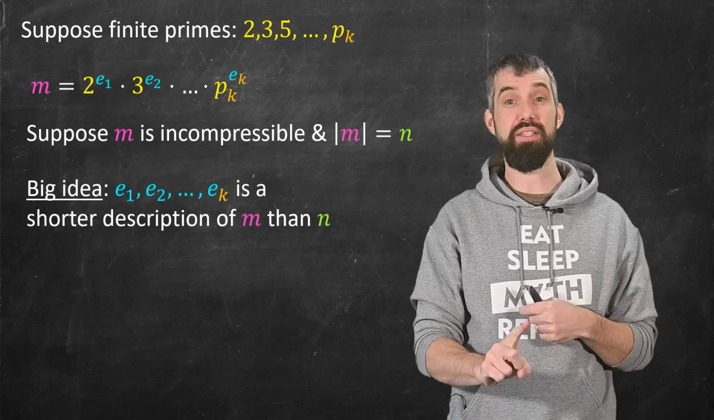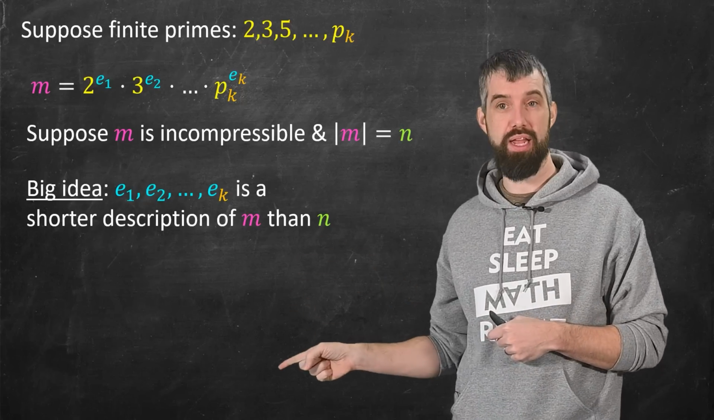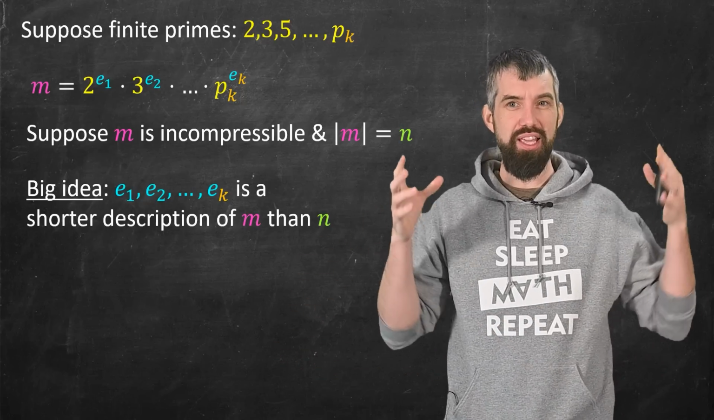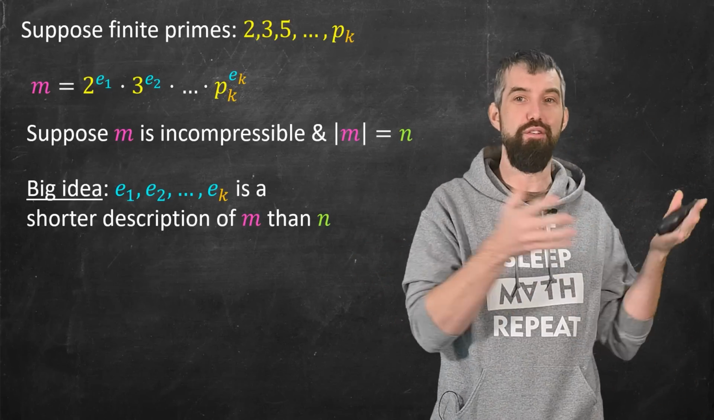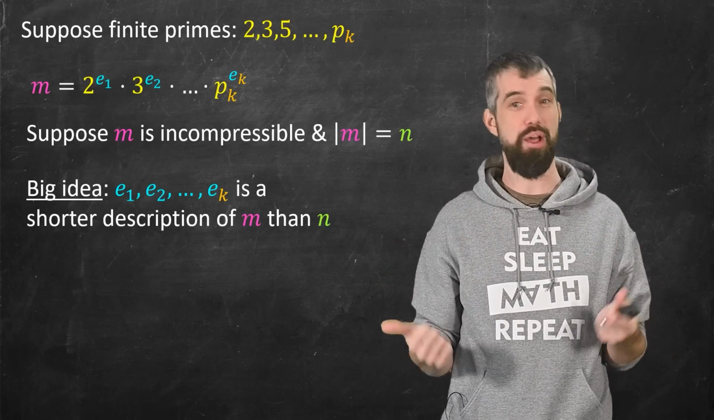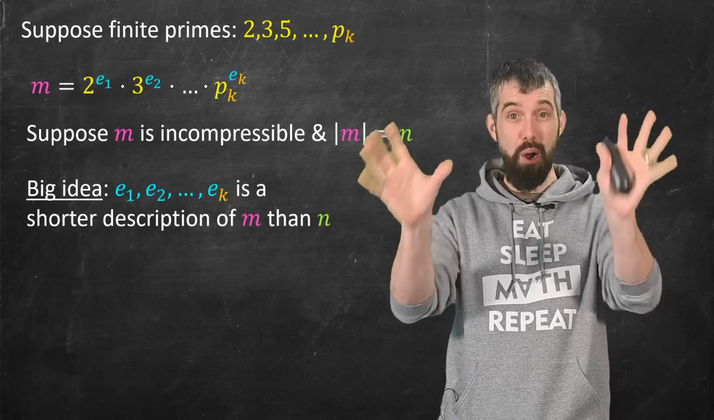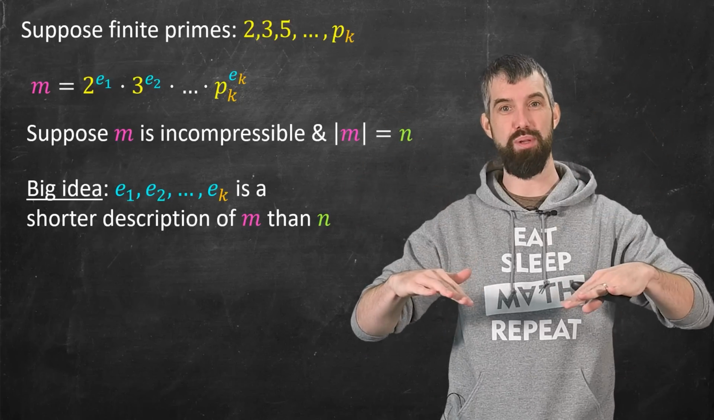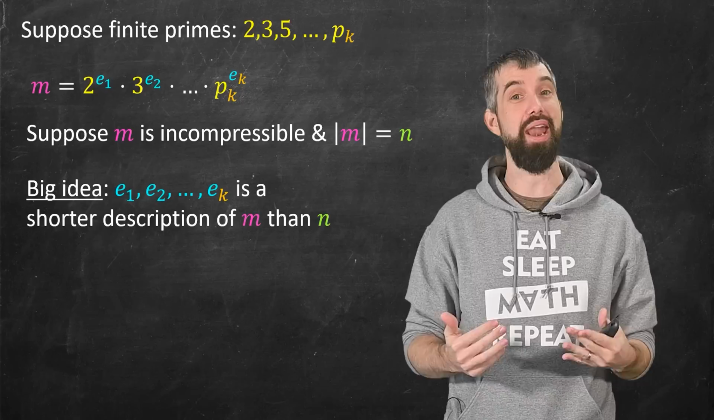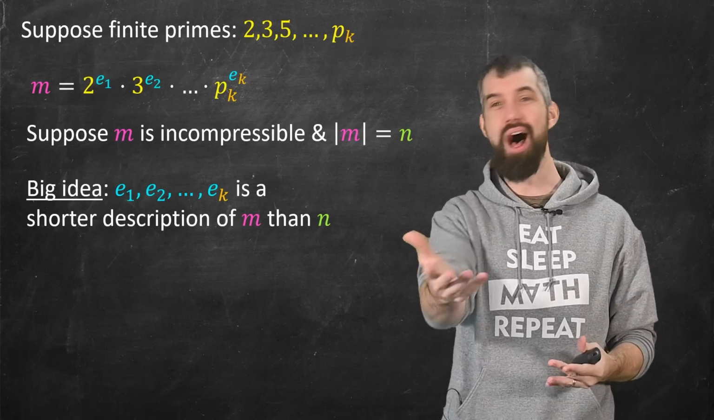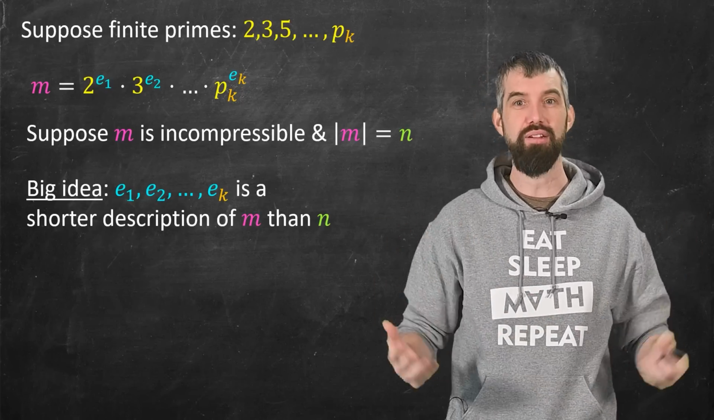But the big idea is this. If I look at the exponents, well, actually, the exponents alone will give a shorter description of m than the value of n that we're presupposing. That is, we're supposing its complexity can't be brought down below n, and we're going to argue that the exponents will allow us to bring it down below n. That's going to be our contradiction. A lovely proof idea. Okay, so here's the mechanics of it.